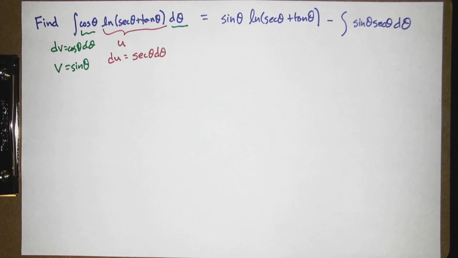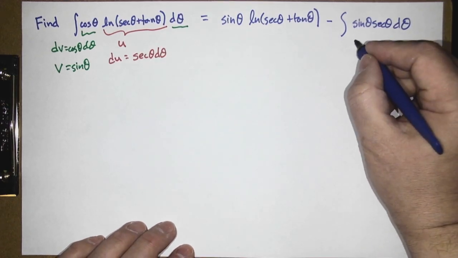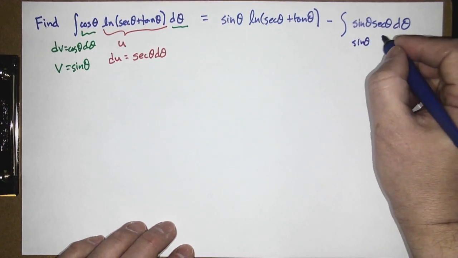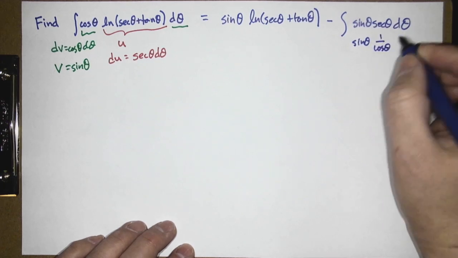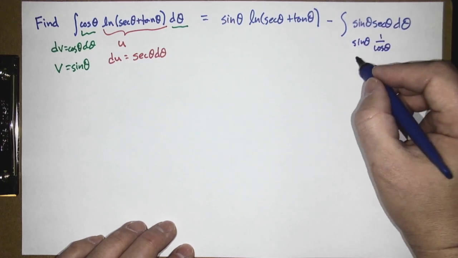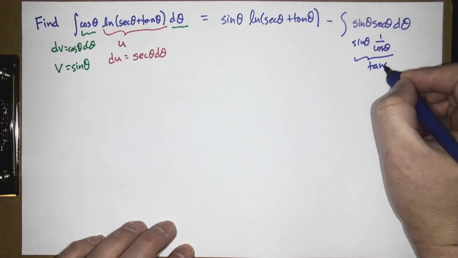Okay, so how do you integrate sine theta secant theta? What's that? It's tangent. How do you get tangent here? So certainly sine is sine. What's another way to write secant? 1 over cosine. And then this is really sine over cosine, which means it's tangent.